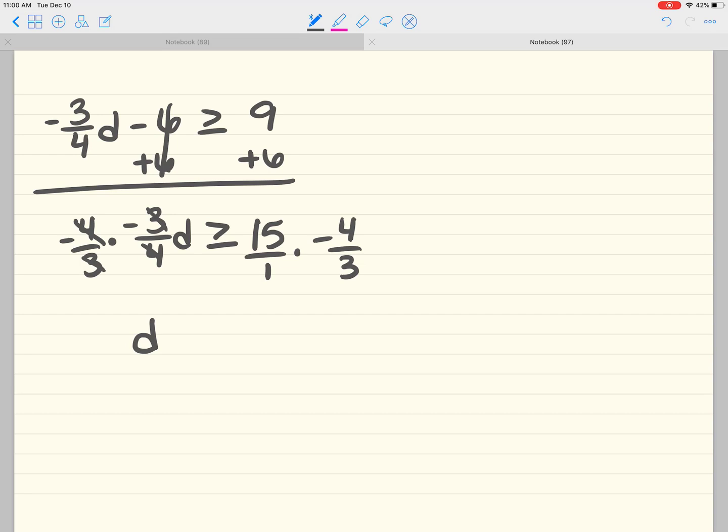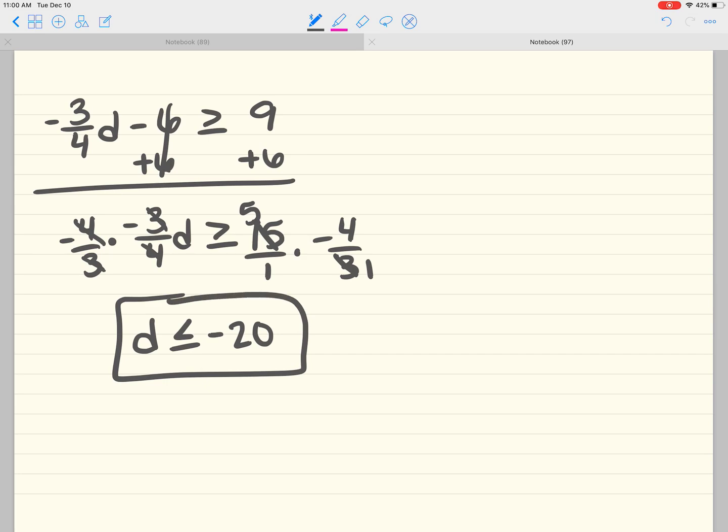Change the inequality. So now instead of D is greater than or equal to, I would say D is less than or equal to. What happens with 15 and 3? They simplify, to 1 and 5. What is 5 times negative 4? Negative 20. So I get D is less than or equal to negative 20. Okay? All right.